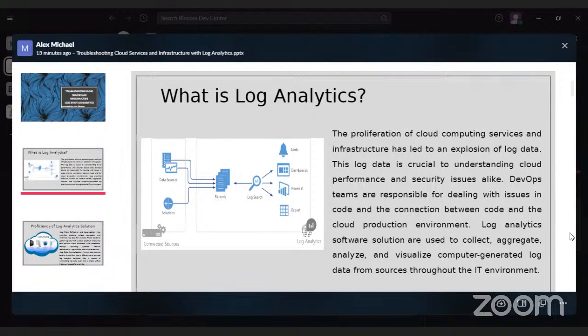So our case study is going to be log analytics. So you might ask me, what is log analytics? Please, next slide. Okay. So what is log analytics?